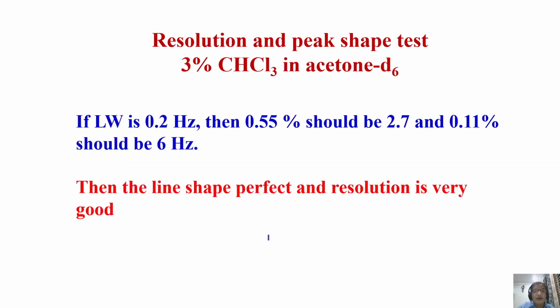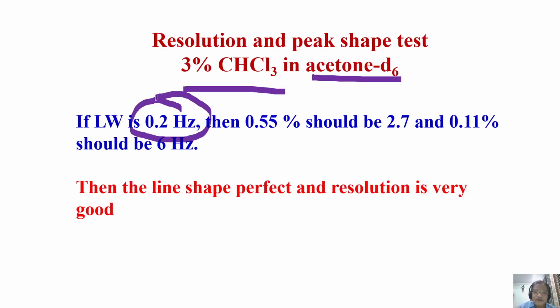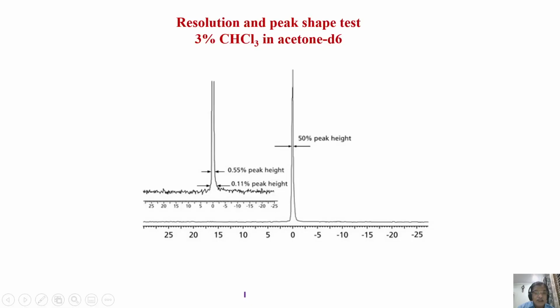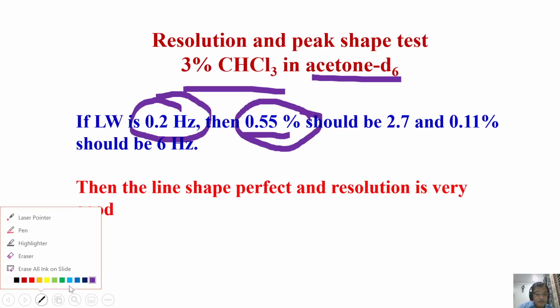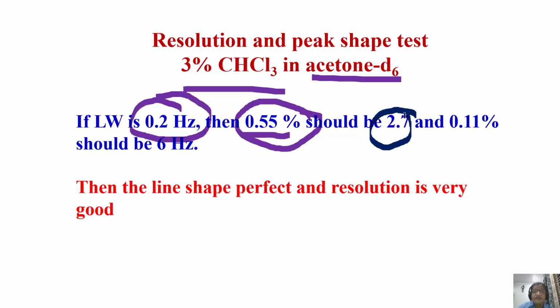This is a test. Okay, look at this one. I take an example. We have taken a spectrum with 3% CHCl3 in acetone D6. Let us say the natural line width is 0.2 hertz. Fantastic resolution, very good shimming is done, and we got the line width of 0.2 hertz. Then measure the line width of the main peak at the height of the satellites. What did I say? It should be 13.5 times. Multiply this by 13.5. This line width at 0.5% should not be more than 2.7 hertz. With more than 2.7 hertz, your line shape is bad.